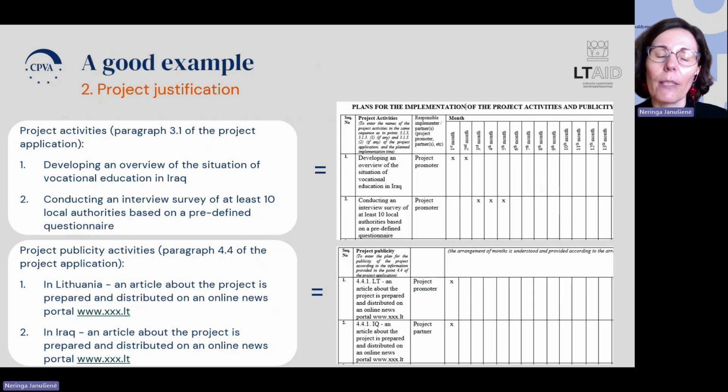And here is provided a good example where you can see that project activities described in paragraph 3.1 of the project application are forwarded to the project implementation plan in the part project activities, and project publicity activities described in paragraph 4.4 of the project application are provided in the project publicity plan section.